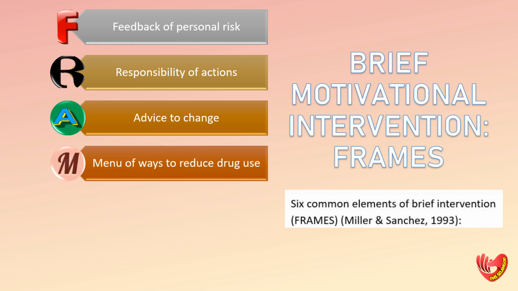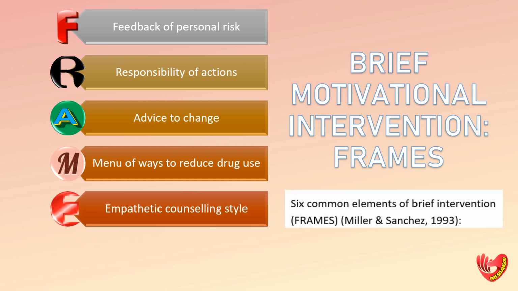M, for menu of options. This stage involves presenting the individual with a range of treatment options, from counseling, support groups, or other resources that are available at your center. E, for empathy, which involves demonstrating understanding, being non-judgmental, and offering support for the individual. It's important to create a non-confrontational and supportive atmosphere to encourage the person to open up and consider change.